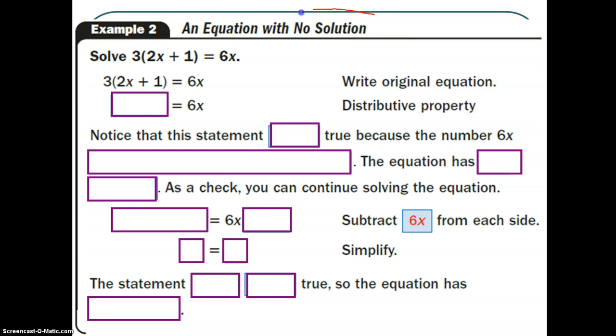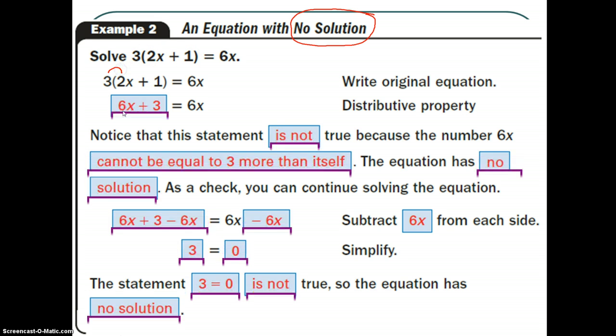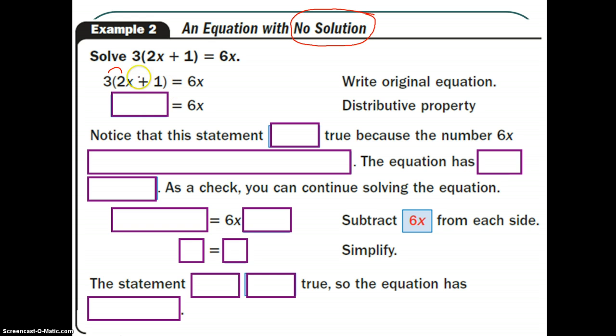Example 2. This time we're going to have no solution. So let me show you how it will occur when there's no solution possible. First of all, you have distributive properties. See the parentheses with the number next to it. 3 times 2 is 6x. 3 times 1 is 3. 6x plus 3 equals 6x.